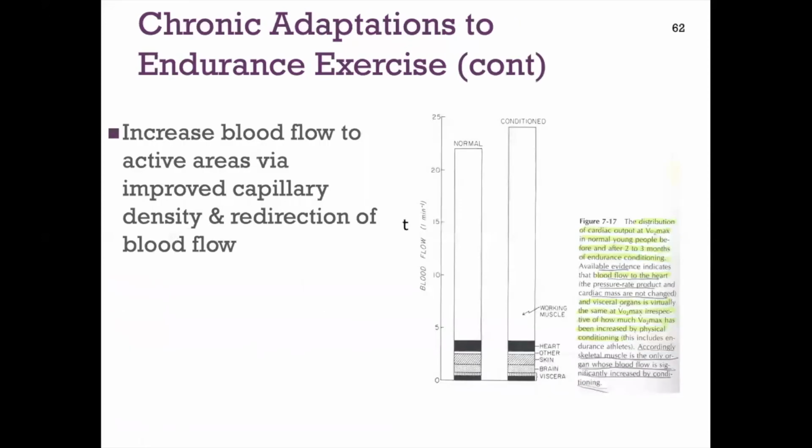Some more chronic adaptations to exercise. We increase blood flow to the active areas, to those working muscles, because of growing new capillaries and being able to direct blood flow into better areas. So this is somebody who is normal, sedentary or recreationally active, versus when they become conditioned, looking at blood flow. And literally we can increase the amount of blood flow after we have been successfully trained for a long period of time.